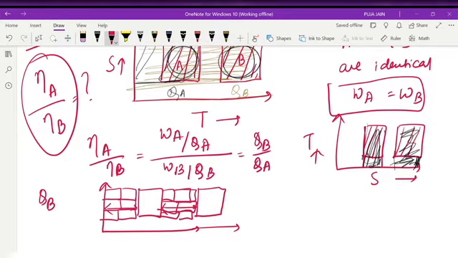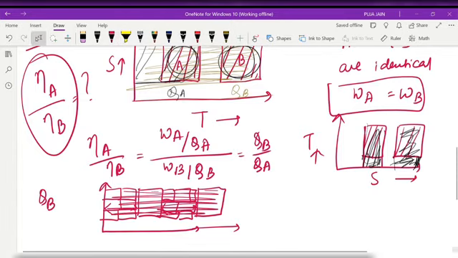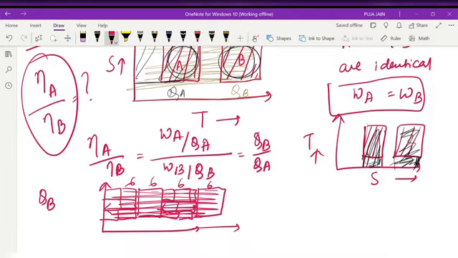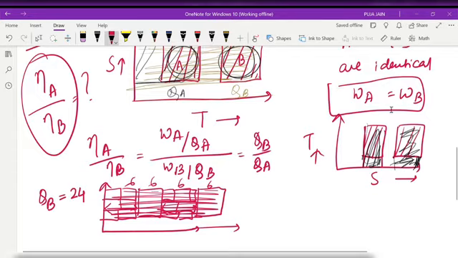And these two are having the same area. So this total area, suppose here I have drawn 6 blocks, here 6, here 6, here 6. So basically 24 blocks. So the total area is 24 blocks, and each block is having area of 1. Suppose 1 meter square, centimeter square, whatever you say. Suppose 24. This is QB, and QA.